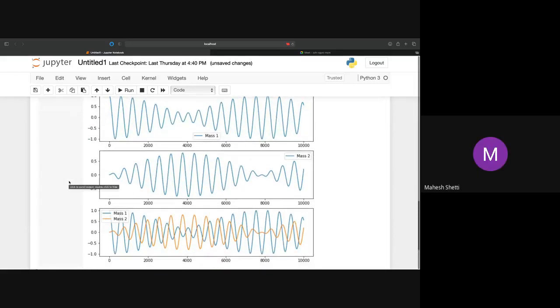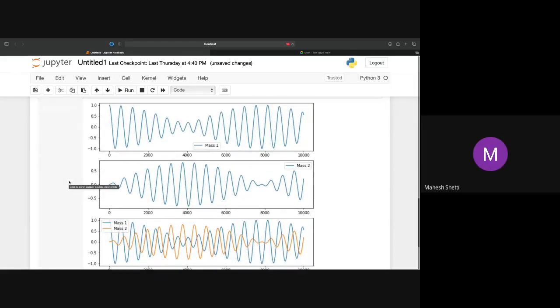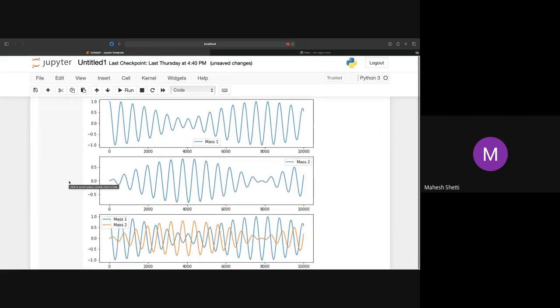Now you see again there is complete transfer of energy, almost complete transfer of energy, because the two oscillators are identical. They have identical natural frequency. It's not complete, but almost complete.